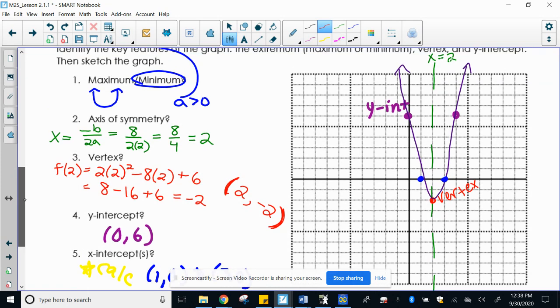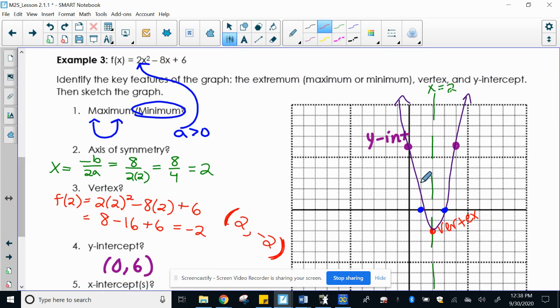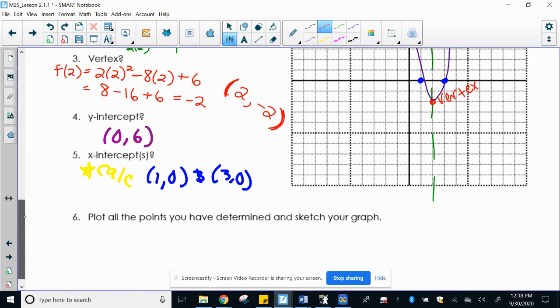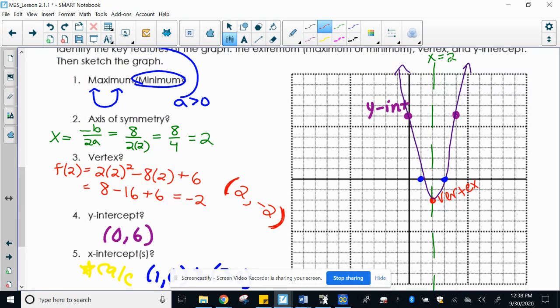Remember, you could find more points just by substituting in other x values. Maybe you plug in negative 1, see what we get, and that will give you that point. So we can find more points than even what we have. But that's our starting point into graphing quadratics and their key features. That's what we're going to start with today.